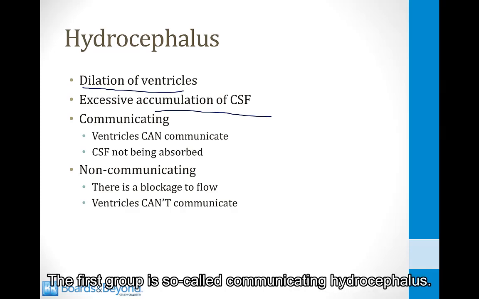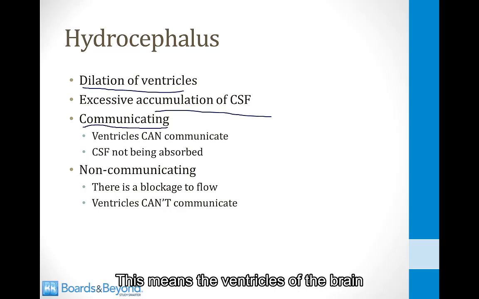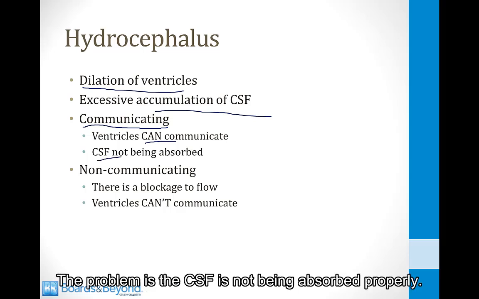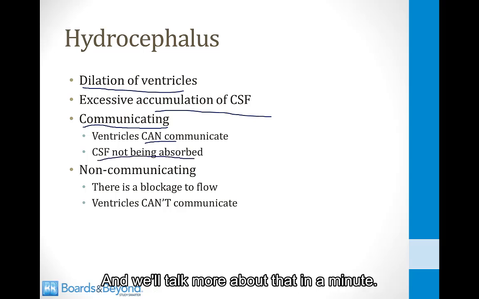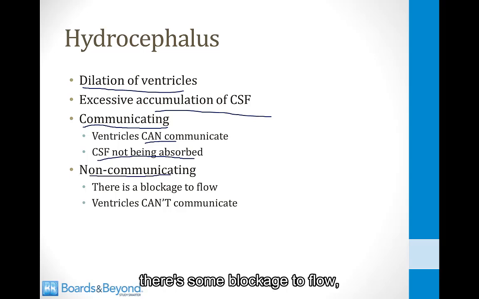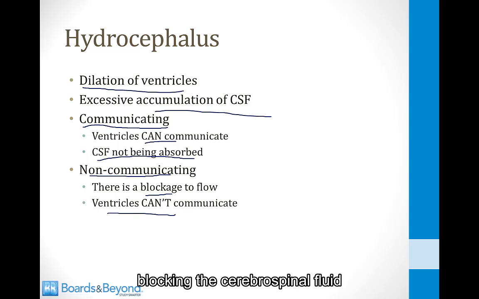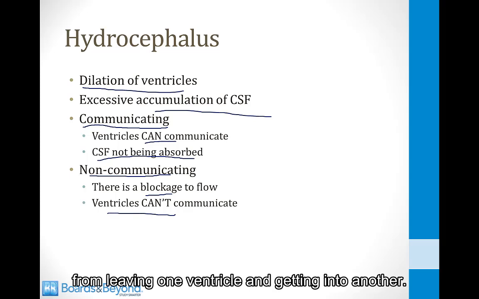So hydrocephalus is dilation of the ventricles due to accumulation of cerebrospinal fluid, and we break down the causes into two main groups. The first group is so-called communicating hydrocephalus. This means the ventricles of the brain can communicate with each other. There's no obstruction to the flow of CSF. The problem is the CSF is not being absorbed properly, and we'll talk more about that in a minute. In non-communicating hydrocephalus, there's some blockage to flow. The ventricles can't communicate, and this is usually some type of mass lesion blocking the cerebrospinal fluid from leaving one ventricle and getting into another.